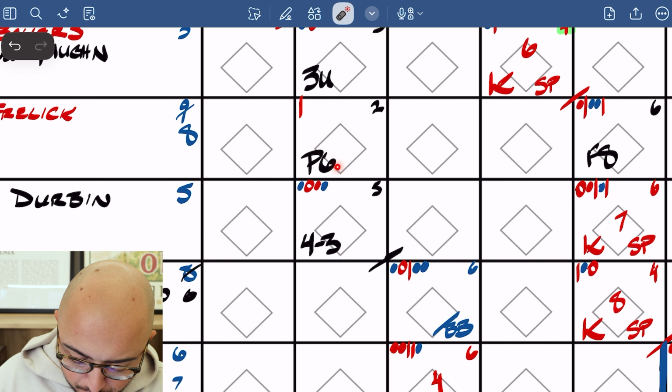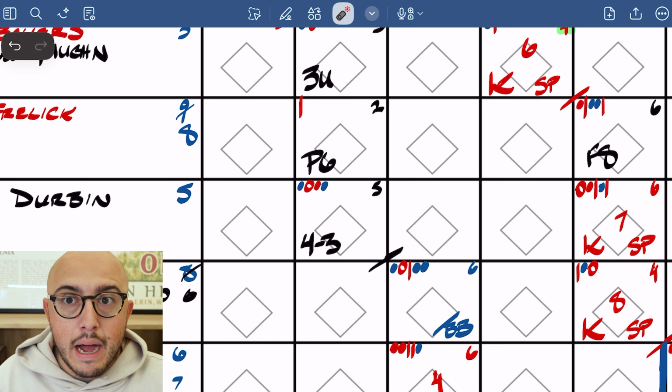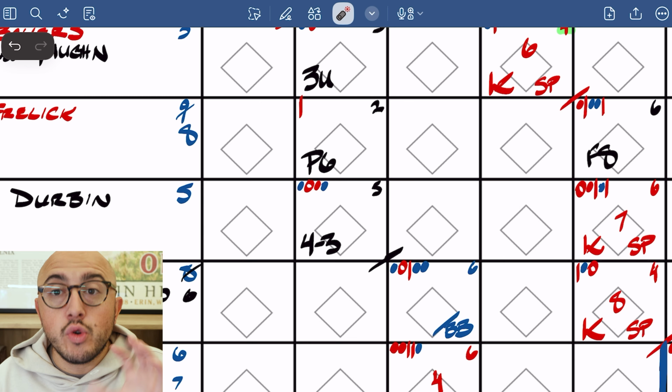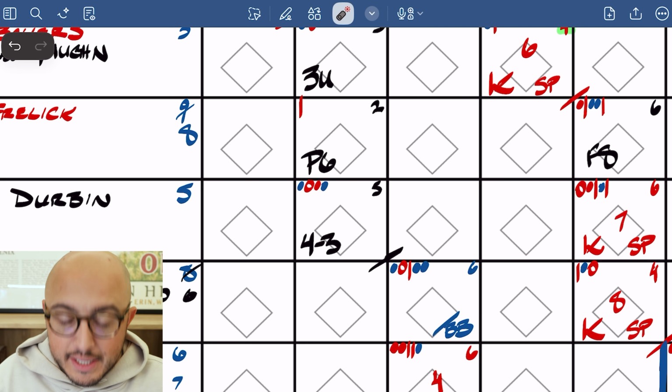The next batter, Sal Frelick, P6. Use your critical thinking skills. P stands for pop out. And we'll talk about air outs, fly outs, and how you just mark it based on who caught the baseball. So the shortstop caught the baseball, P6.